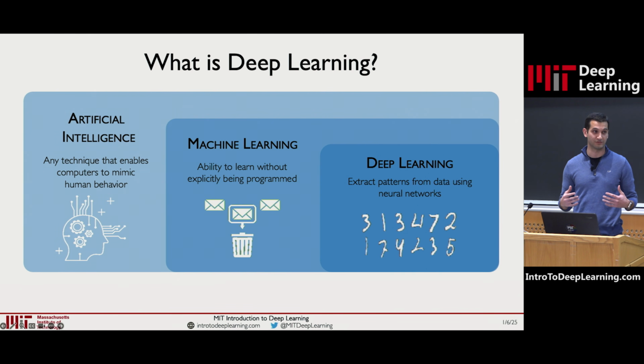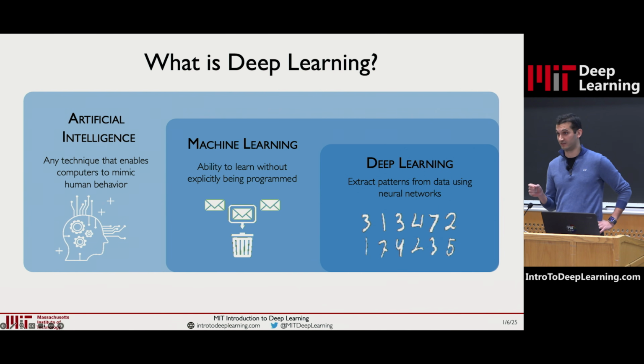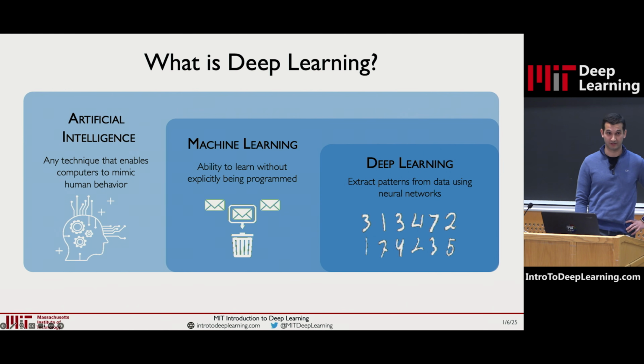Machine learning is a subset of artificial intelligence that focuses on not explicitly programming the computer how to use that data, how to process that information to inform that decision, but just trying to learn some patterns within the data to make those decisions. And finally, deep learning is just a subset of machine learning, which focuses on doing that exact process with neural networks, deep neural networks. And we'll learn exactly what deep neural networks are throughout this class.